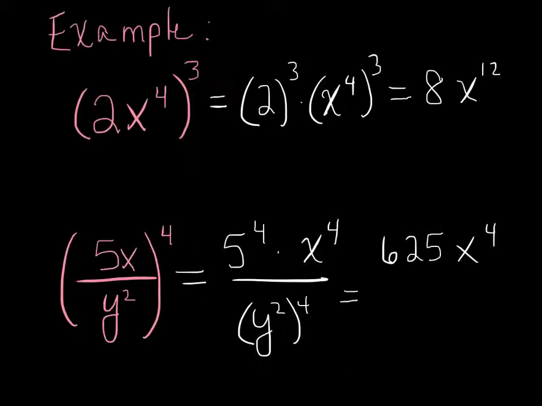X to the 4th just becomes x to the 4th. And then my y squared to the 4th power, I'm raising a power to a power, so I multiply those exponents. It's going to be y to the 8th.